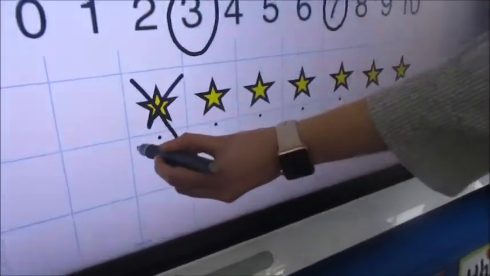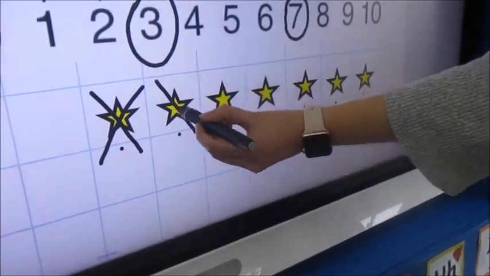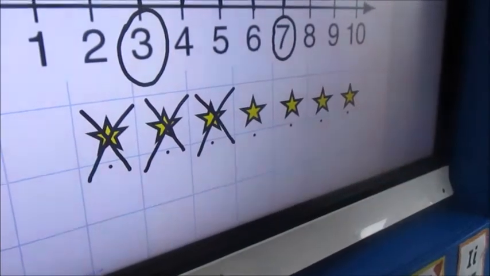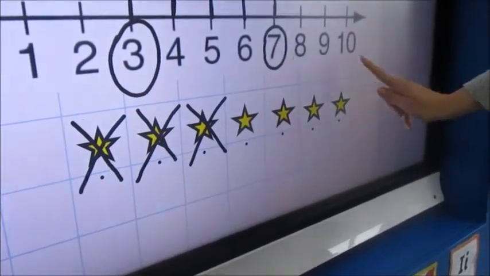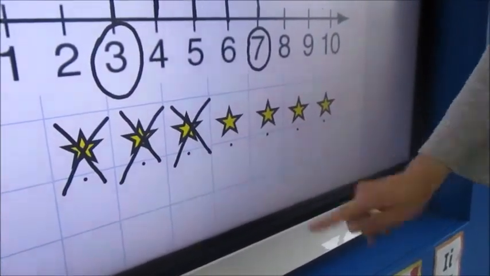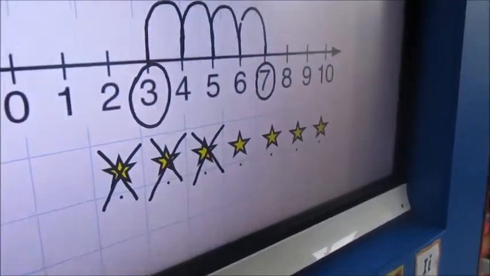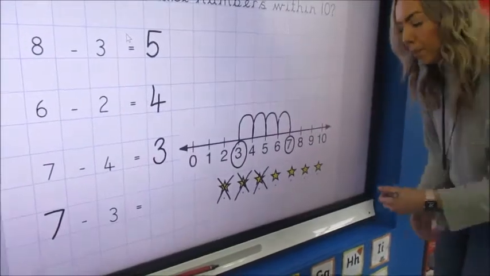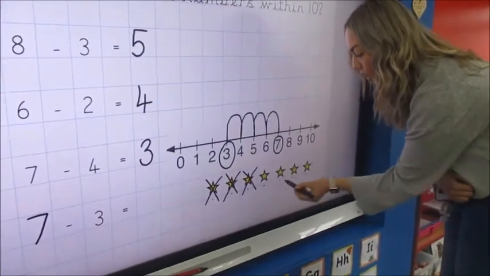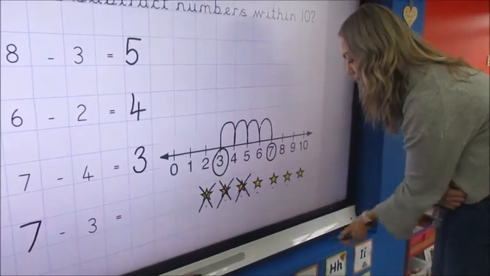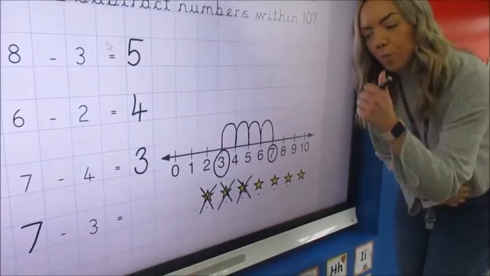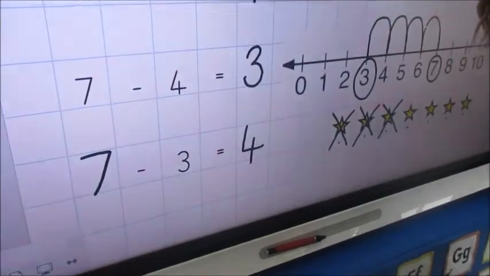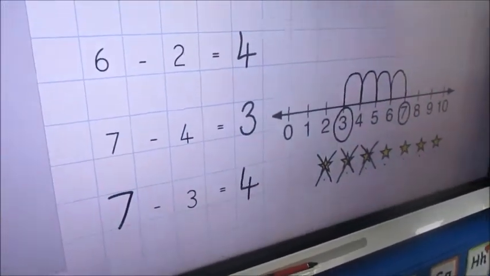1, 2, 3. And then to solve my problem, my answer is always going to be however many are left. So again, using your one-to-one correspondence, let's count them. 1, 2, 3, 4. Super job. So 7 take away 3 equals 4.